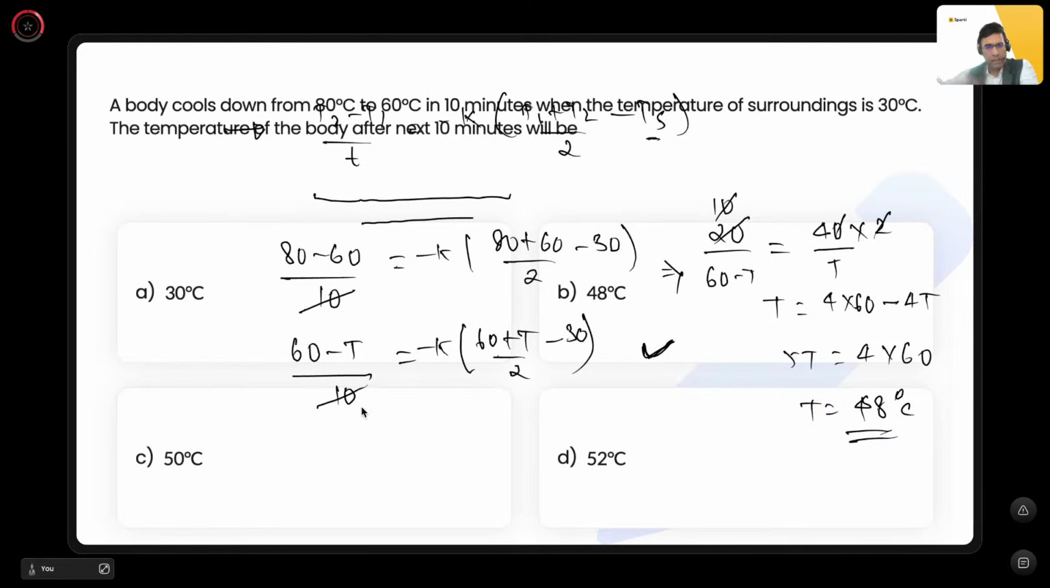In the next 10 minutes, the decrease will be less. So we can see over here that maybe it has decreased by 18, or maybe by 12. All right, 12. So these things we have to remember.